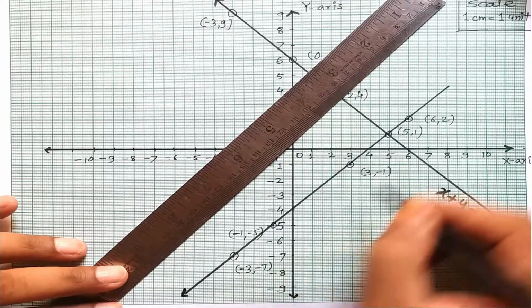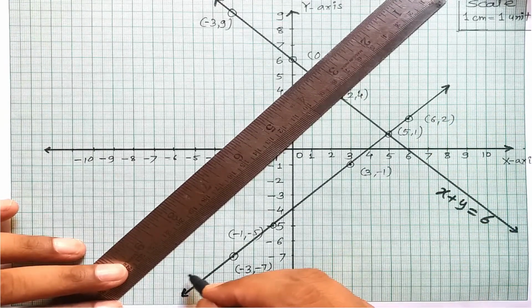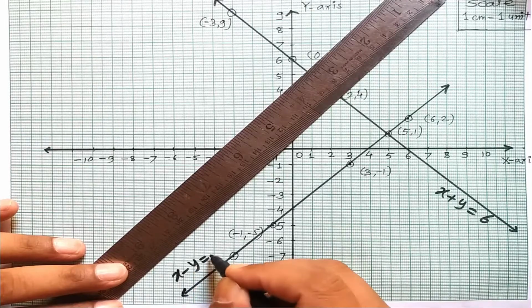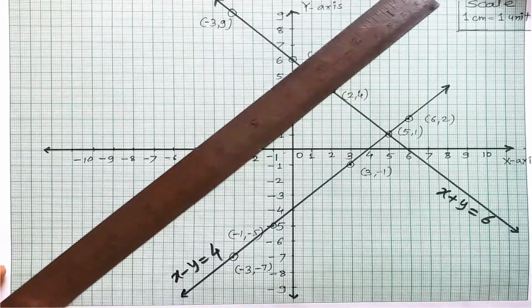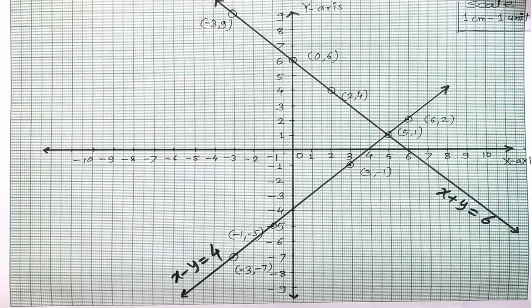Write down the equation of that line. X minus y is equal to 4. This is the equation of that line. So right here, x minus y is equal to 4.